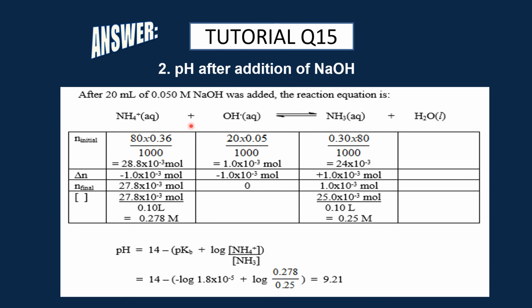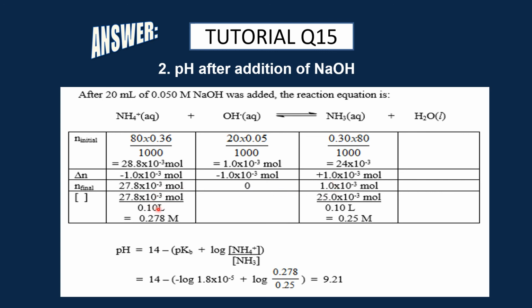pH after addition of sodium hydroxide. We have to write down the equation. Ammonium will react with the strong base to form ammonia and water. Water we ignore. So this is the new number of moles, mV over thousand, for ammonium. This is the number of moles for the hydroxide, since the strong base is added. This is the new number of moles for ammonia. This is the limiting reactant. So minus 1 times 10 to the power of negative 3 mole, and plus 1 times 10 to the power of negative 3 mole. This is the new, or final, number of moles for the conjugate acid and weak base.